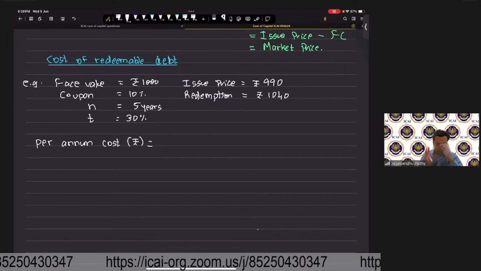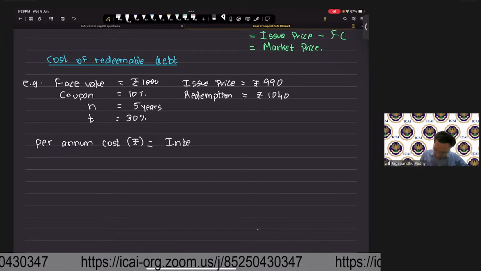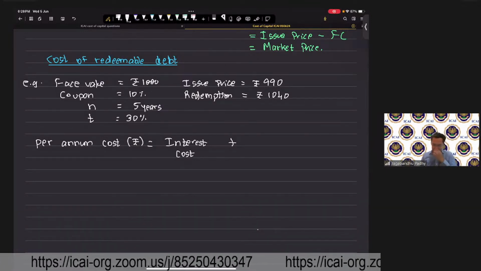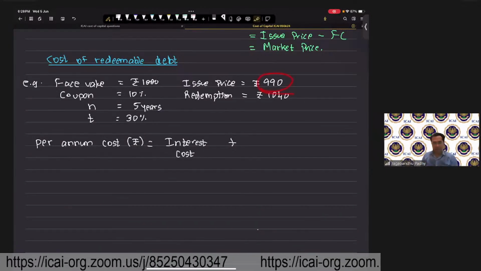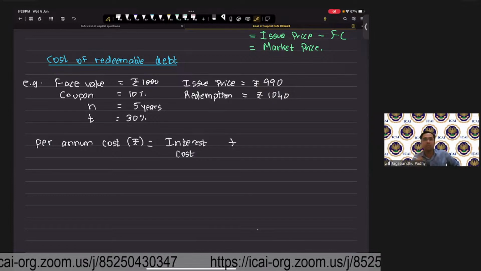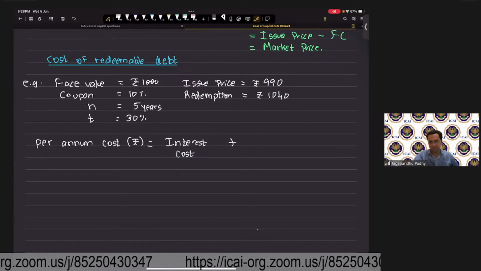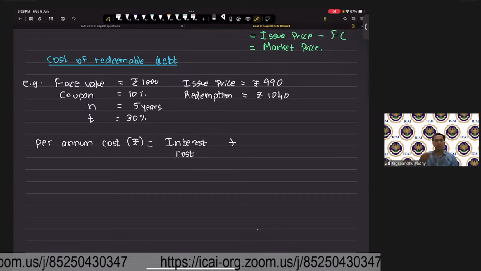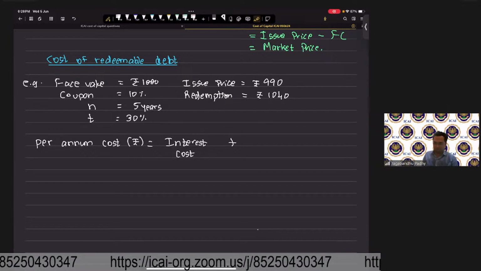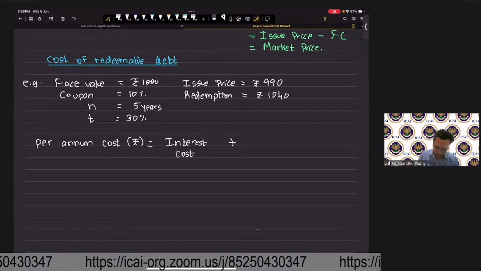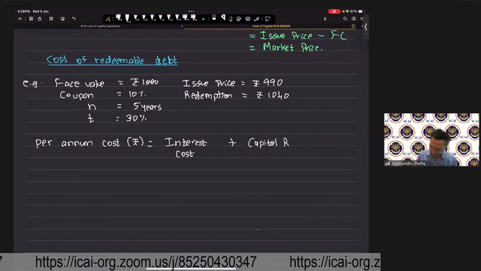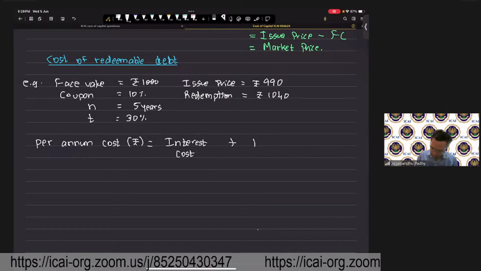Of course, this cost is going to comprise of two things. One is the interest cost, plus we are going to issue the debentures at 990 and we are going to get it redeemed at 1040. It means we are getting a lesser amount, and when it comes to repayment, we are paying a higher amount. Of course, in that situation, we will definitely say that's also a cost, or let me just take it as capital cost or redemption cost basically.